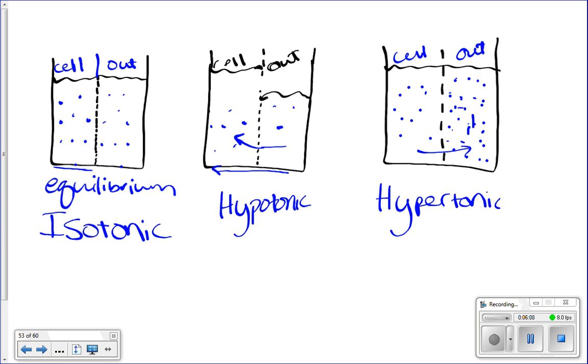Okay, hyper means like more. If you think of somebody who's hyper, they're super, super excited or have a lot of energy. So a hypertonic solution is when there's more salt outside of the cell than inside.